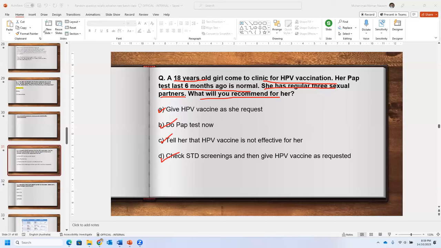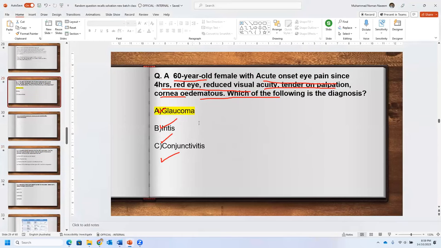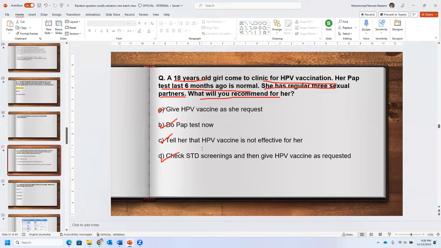Why not pilocarpine? For which question, doctor? For this question, there is no pilocarpine in this question. Oh, pilocarpine is not the best agent that you use for glaucoma. It's acetazolamide and topical beta blockers.